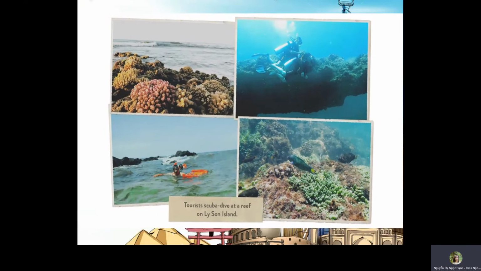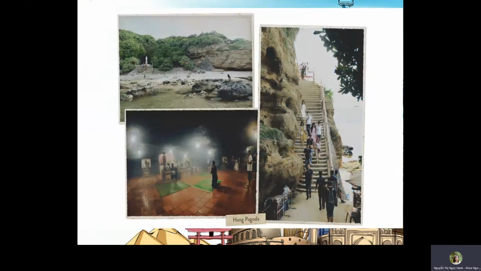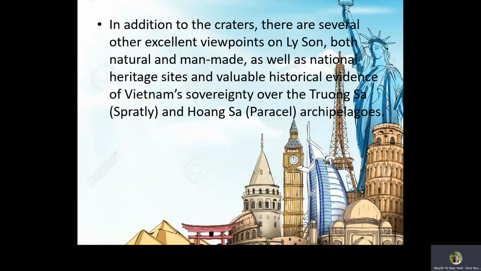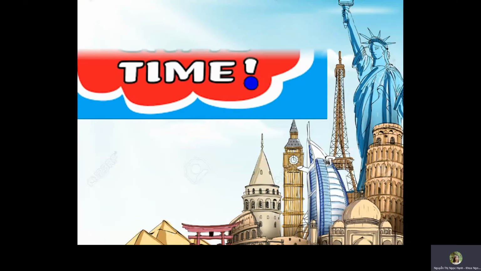And also we have natural attractions and then the coral reef. And also we have a shrine, the Miếu Nhỏ, right? So it's kind of religious attractions. Yes, okay, thank you, right? And we also have some historical evidence of Vietnam's sovereignty over Trường Sa and Hoàng Sa archipelagos, right? And also historical attractions, right?